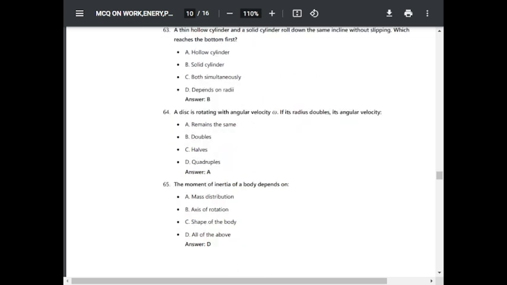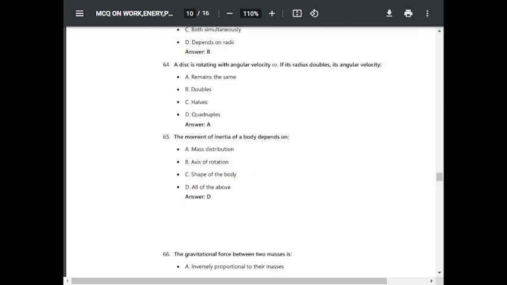Question number 64. A disk is rotating with angular velocity omega. If its radius is doubled, its angular velocity will: option A, remain the same; option B, double; option C, halve; option D, quadruple. The correct answer is A, remains the same. If the radius is doubled, the angular velocity will not change because the disk is rotating with angular velocity omega.